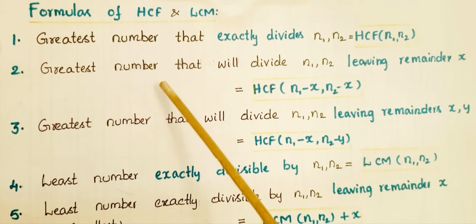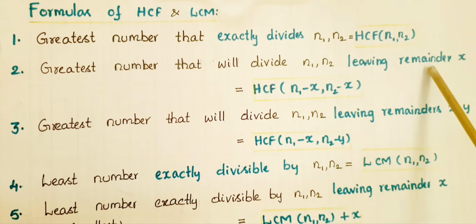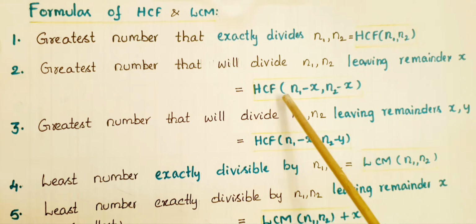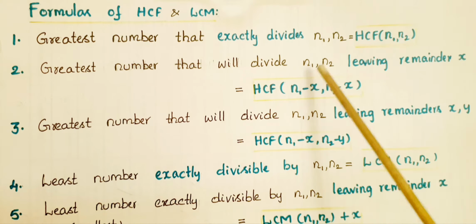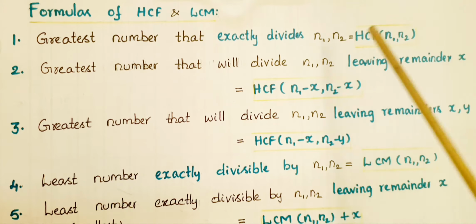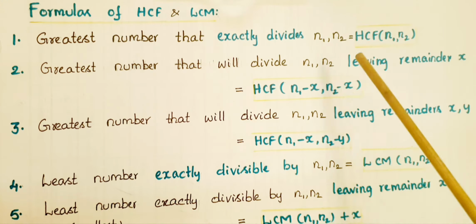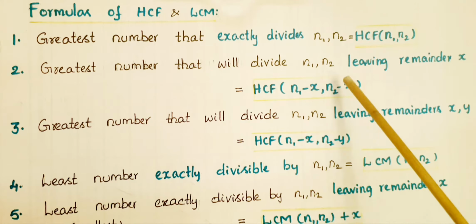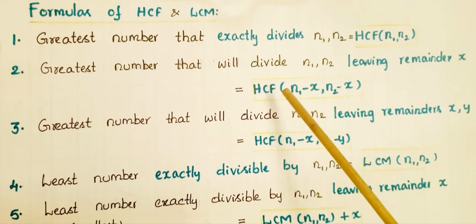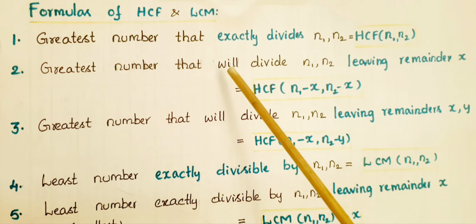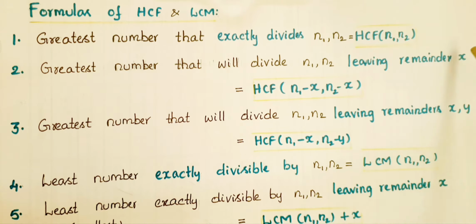Next one is: the greatest number that will divide n1 and n2, leaving remainder x, is equal to HCF of n1 minus x, n2 minus x. So you have to first subtract the remainder x from these two numbers, n1 minus x, n2 minus x. Then you have to find the HCF of those numbers. First subtract the remainder from these two numbers, then find HCF. Then that is the greatest number that will divide n1 and n2, leaving remainder x.